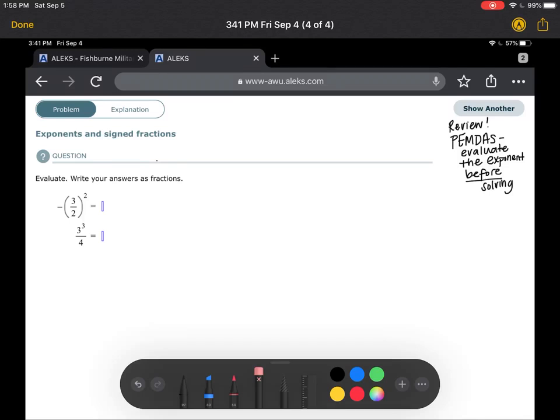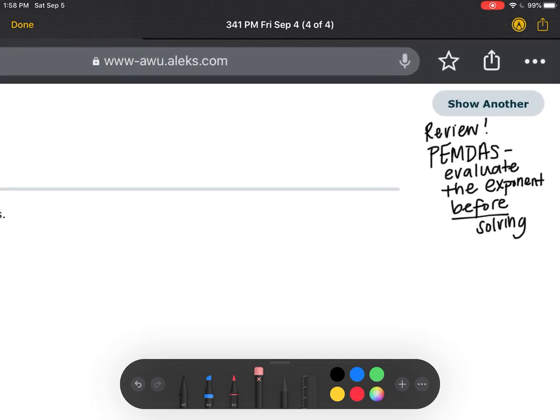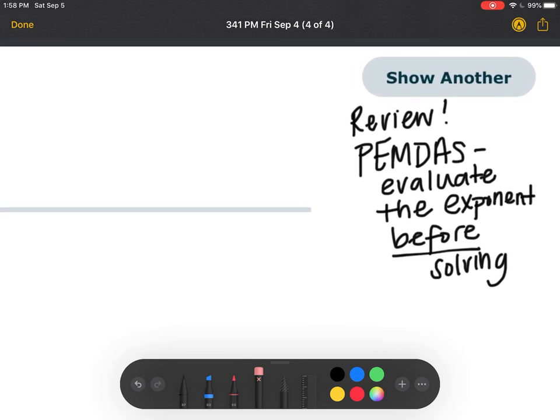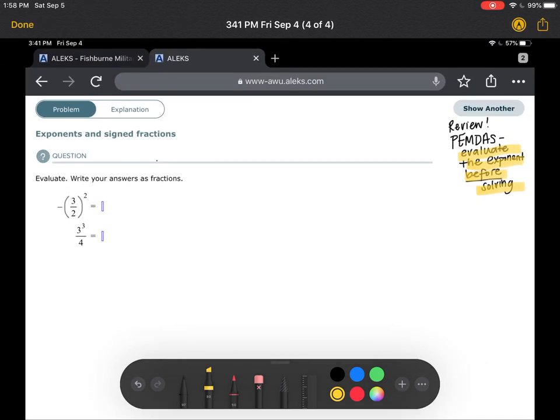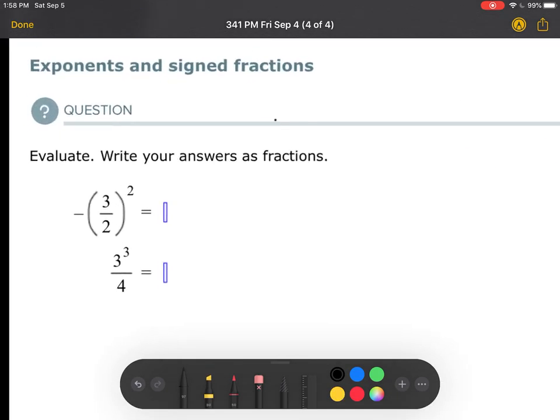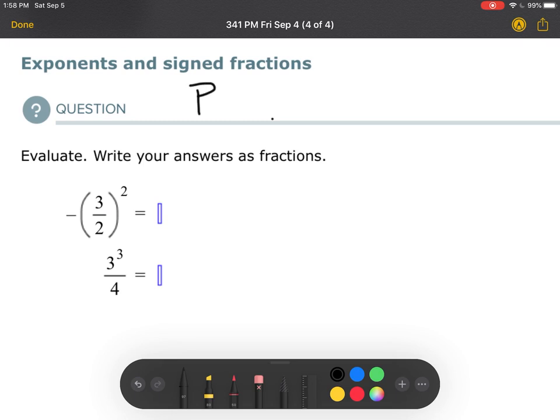Okay guys, so this video is going to show you how to do exponents and sign fractions. As a review, do not forget, you need to remember PEMDAS, order of operations. When you do this question, you need to remember to evaluate the exponent before solving. That will help you immensely. I'm going to write my PEMDAS over here as reference so you can see it.